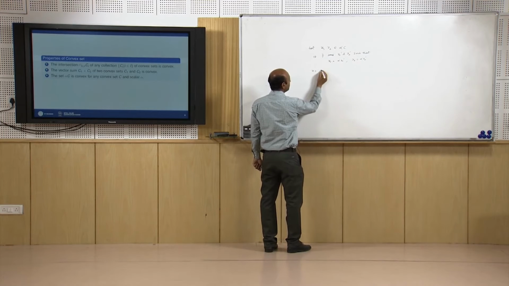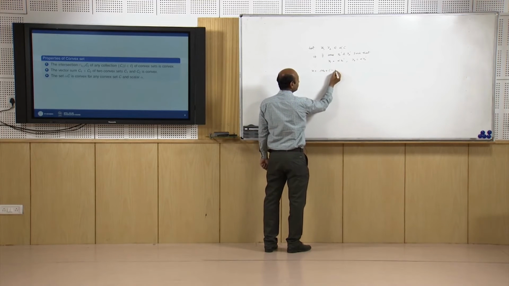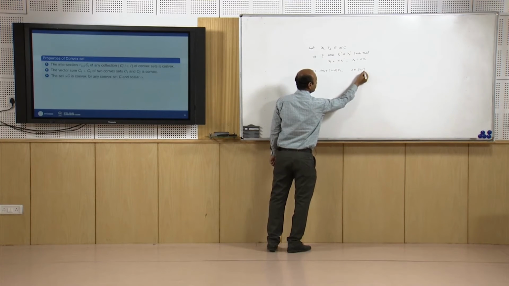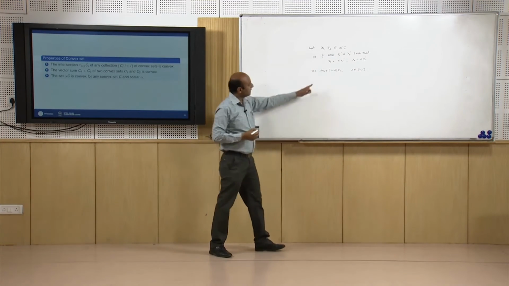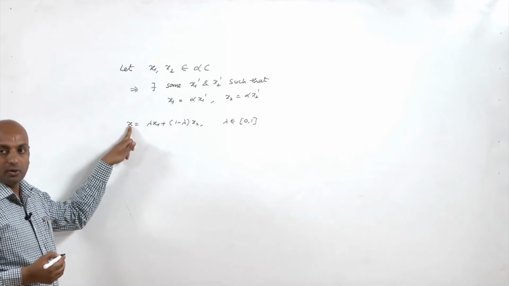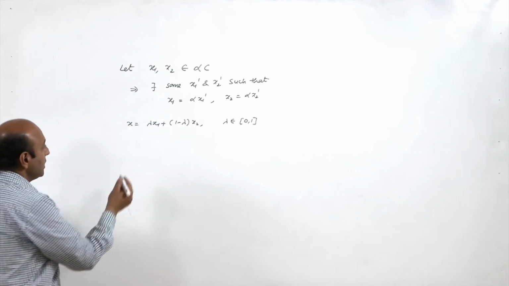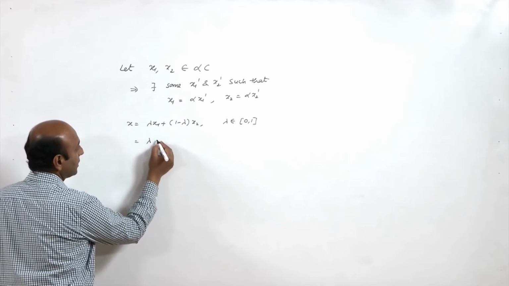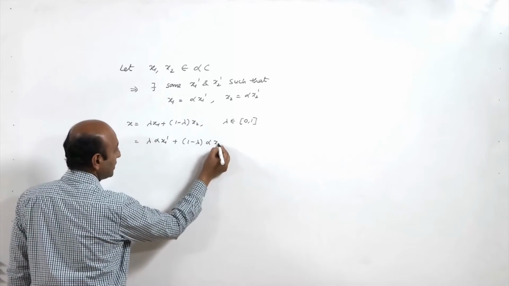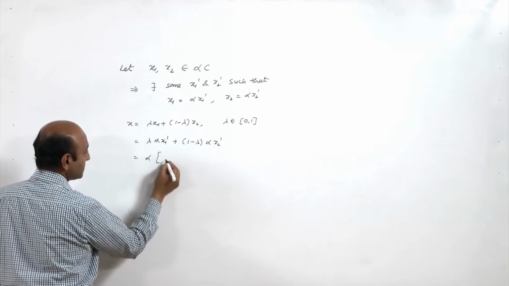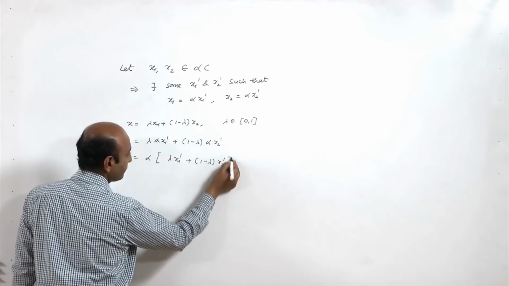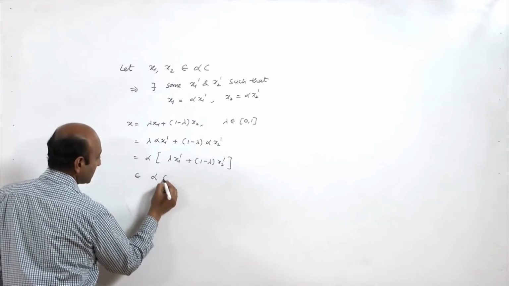Now, take a convex linear combination of these 2 points, where lambda belongs to 0 and 1. We have to show that this x belongs to alpha times C. Now, this is nothing but lambda alpha x1 dash plus 1 minus lambda alpha x2 dash, and this is alpha times lambda x1 dash plus 1 minus lambda x2 dash, and this belongs to alpha C.